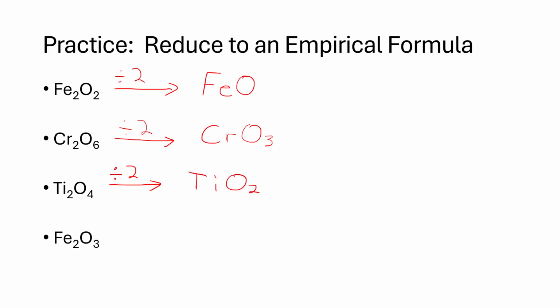Now, it's not always going to be the number 2 that you're dividing through by. I picked oxygen, and you'll often end up dividing by 2 when oxygen is involved, but not always. Fe2O3, we can't reduce this any farther, so this one is already an empirical formula, or it's already reduced. We can't reduce the 2 and the 3 any further.